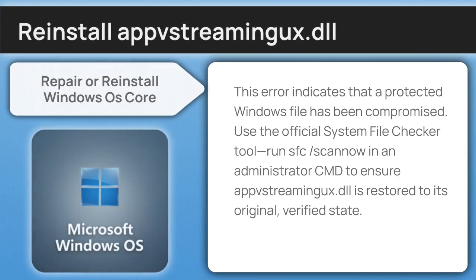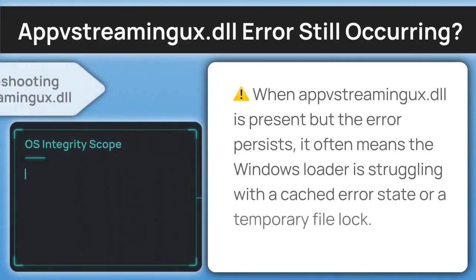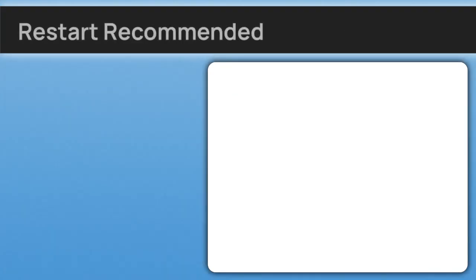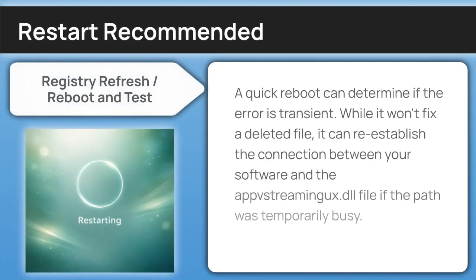verified state. If you're still seeing the missing file notification, we should attempt to force a synchronization between the software and the OS. A quick system restart is a practical way to ensure that all shared libraries, including Application Virtualization Streaming User Experience, are being loaded correctly into the current session's memory.